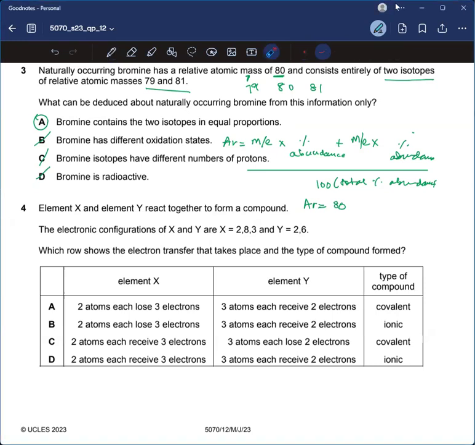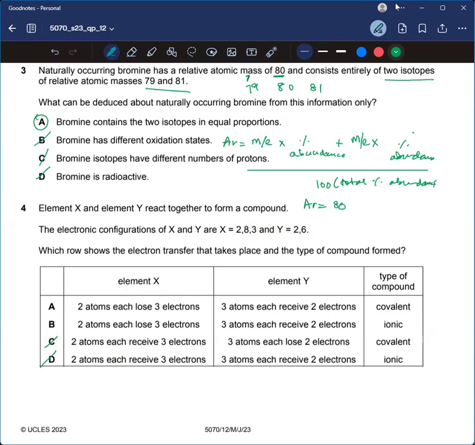Okay, so here we can see that X has 3 electrons in its valence shell and Y has 6 electrons in its valence shell. 3 electrons means it is in group 3, which means it's a metal and it will lose electrons. So according to that, if we see option C and D, for element X, it is written that 2 atoms each receive 3 electrons, which would be incorrect. So C and D will be cancelled out.